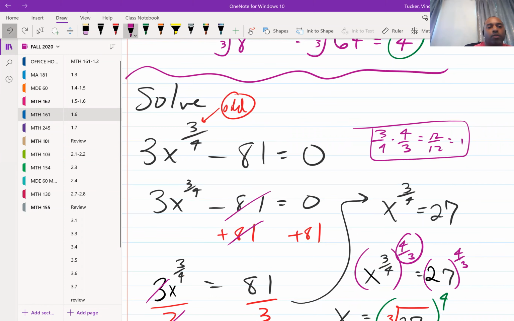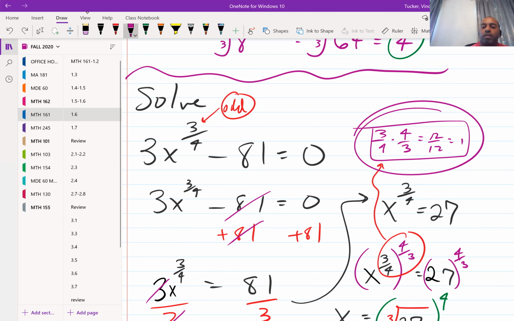And what that does for us is that on this left side, whenever you're raising a power to a power, you're going to multiply your exponents. That's what we're doing right here. 3/4 times 4/3 will reduce down to 1, and that cancels out the fact that you had a fraction as an exponent.